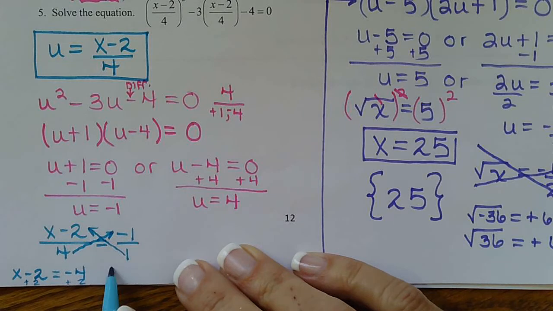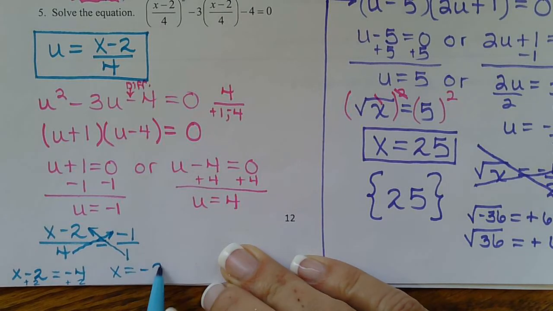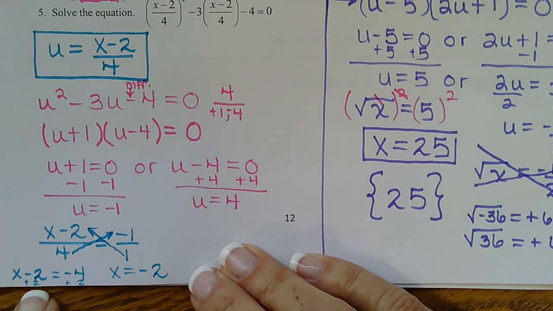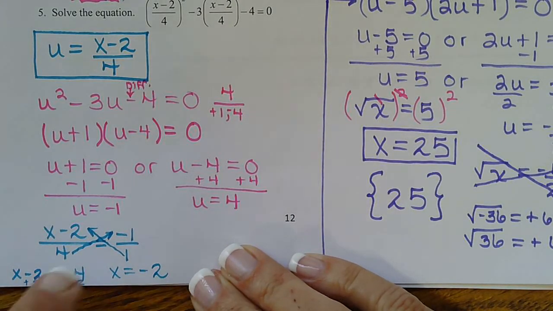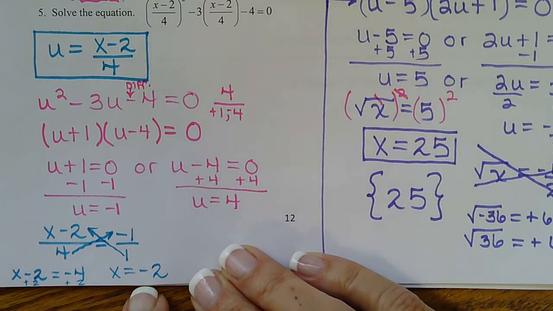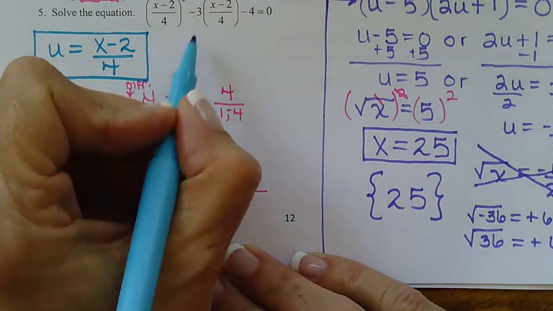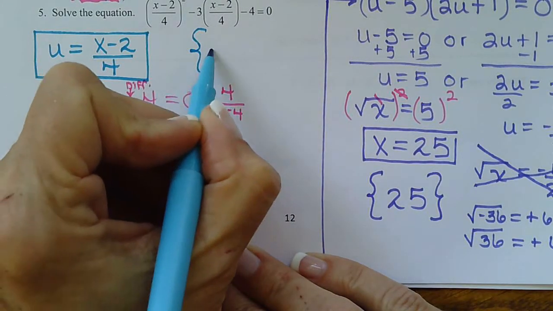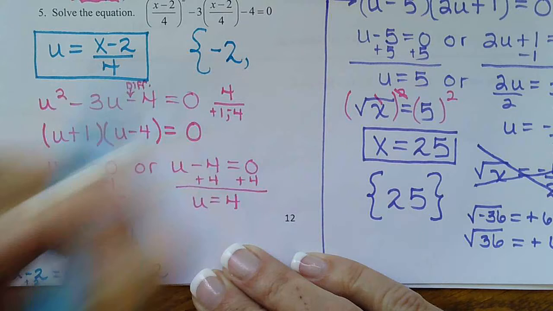So my first solution is x equals negative 2. So add 2, we get negative 2. This cross product's x minus 2, this cross product's negative 4. You set them equal, and then add 2 to both sides, x equals negative 2. So up here we can put our first solution in, negative 2.